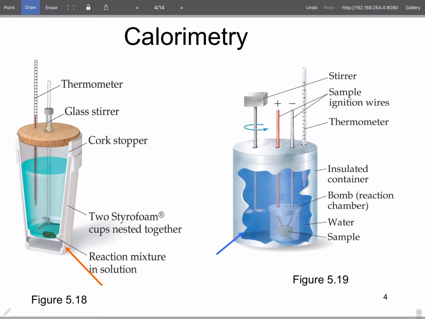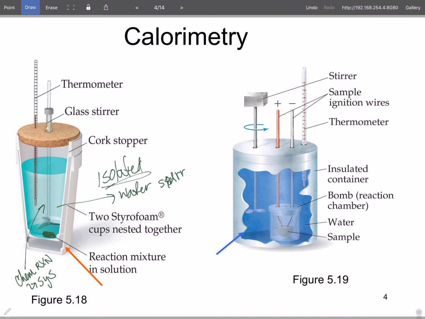And so what's actually going on is this is an isolated system. So what happens is the chemical reaction is the system. The water is the surroundings. Okay, this is isolated. And so you keep the system and the surroundings together. And this is constant pressure.